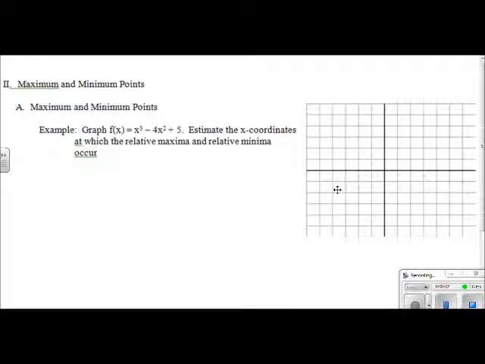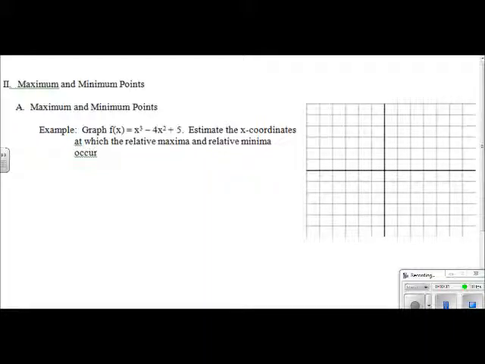All right, in this case, we're looking for maximum and minimum points. More importantly, we're looking for what are known as relative maximum and relative minimum. Now, what that means is you don't have to be the highest point in the whole graph. You just have to be the highest point in your area to be your relative maximum. And you don't have to be the lowest point on the whole graph, just the lowest in your area to be the relative minimum. That's how those work out.